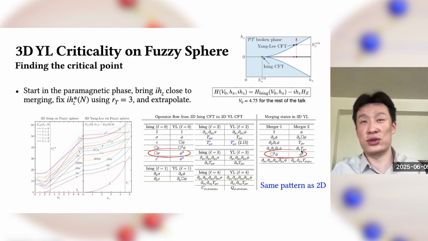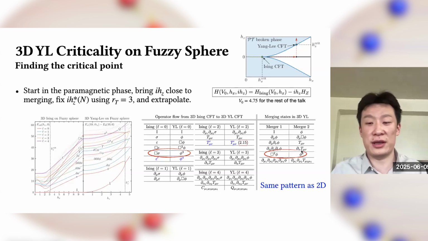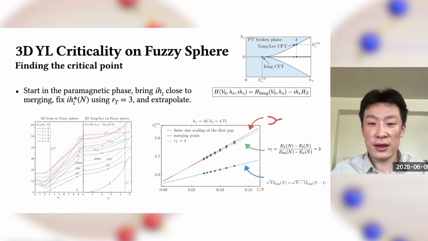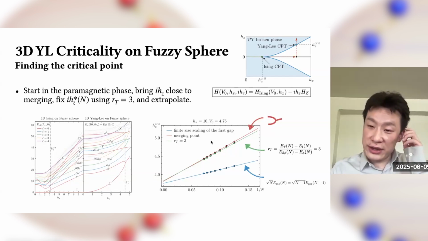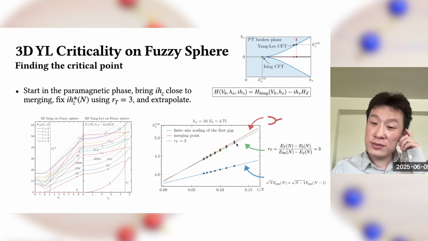Stress tensor of Ising goes to stress tensor of Yang-Lee. So everything is expected, same pattern. Okay, so now let's talk about the criterions that we use to identify the pseudo-critical point at finite n.